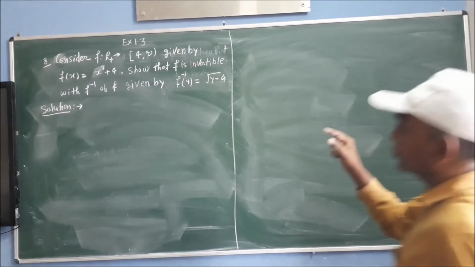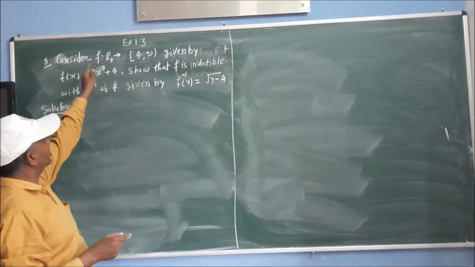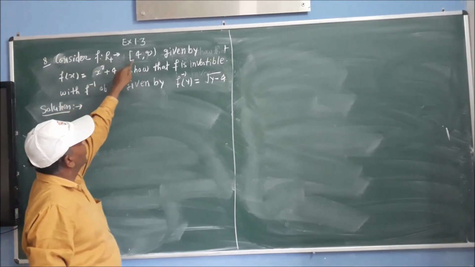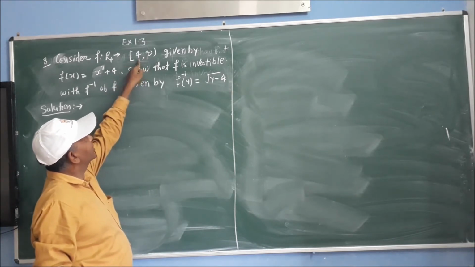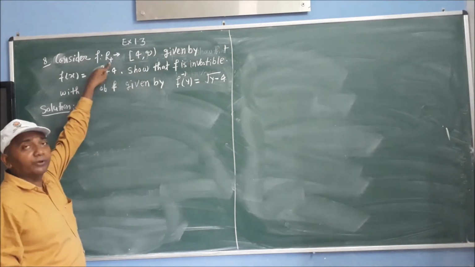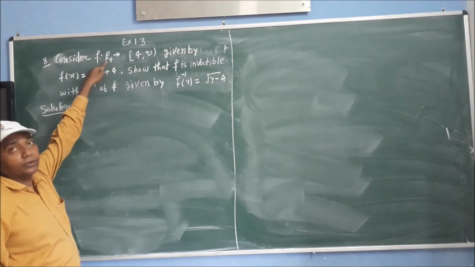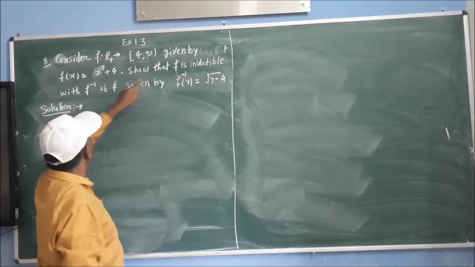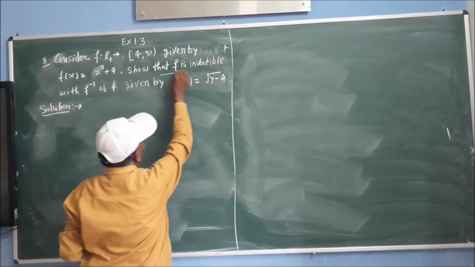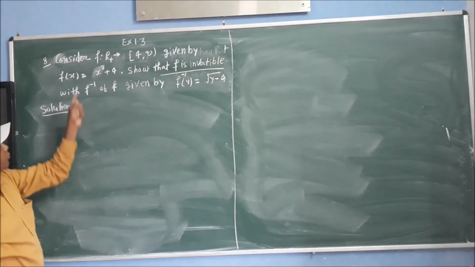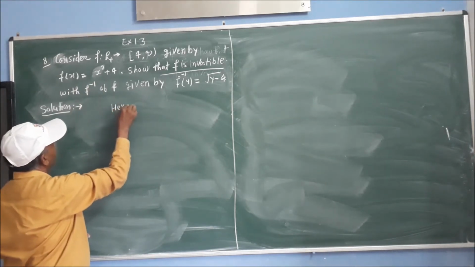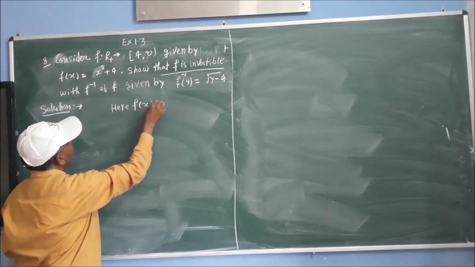Here is the next question for you. Question number 8 of exercise 1.3. Consider f from R plus to [4, infinity), which means 4 is included in this set, and R plus means the set of non-negative real numbers, given by f(x) is equal to x square plus 4. Then we have to show that f is an invertible function. We have to show that this function f is invertible. Here it is given that f(x) is equal to x square plus 4.